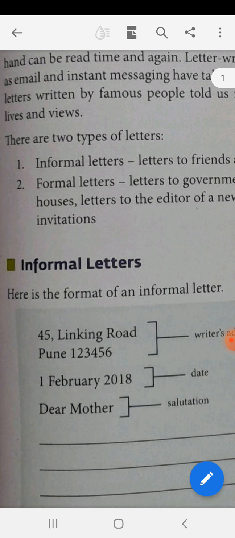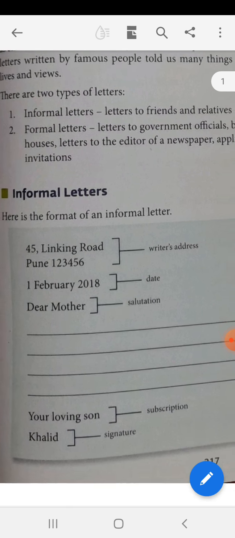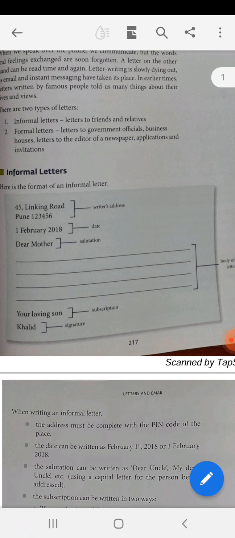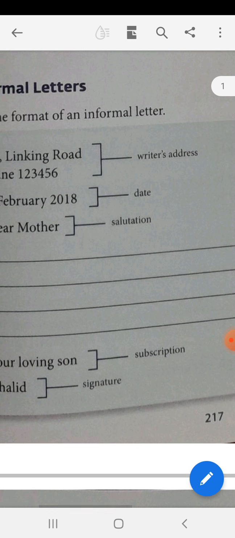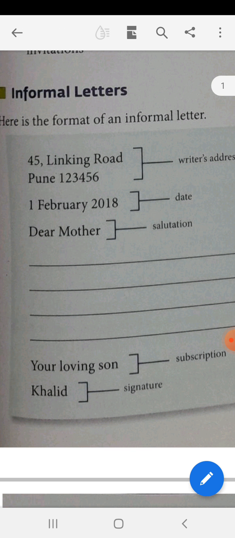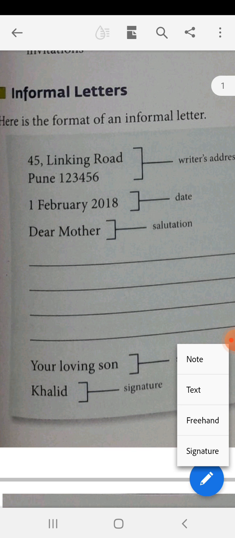Here is the format of an informal letter. So I will just show it, how it looks. On the top left, there is the writer's address. Here it is written 45 Linking Road, Pune 123456. In this address we also have to write the pin code, and leaving a line below that we will write the date, which here is written 1st February 2018.